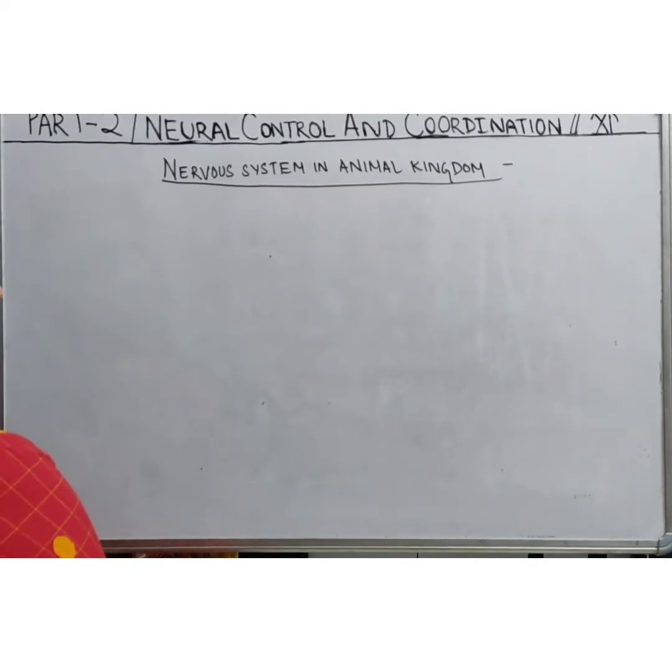It can be lower level organisms as well as higher level organisms. In the last video I had just given an introductory concept for neural control and coordination. So today we are going to talk about the nervous system in the animal kingdom. So let's go for it.